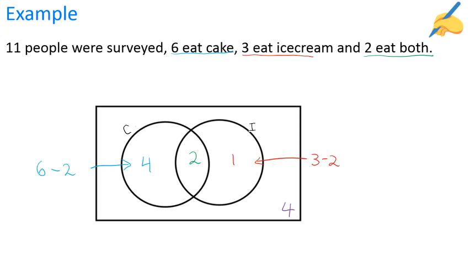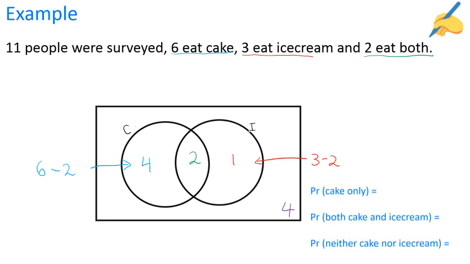Alright, let's have a go with just answering some questions. So, what's the probability that someone likes cake only? So cake only, that's 4 out of 11. Probability both cake and ice cream, that's the middle section, so 2 out of 11. And neither cake nor ice cream, we just worked out there were 4 people that didn't like either.